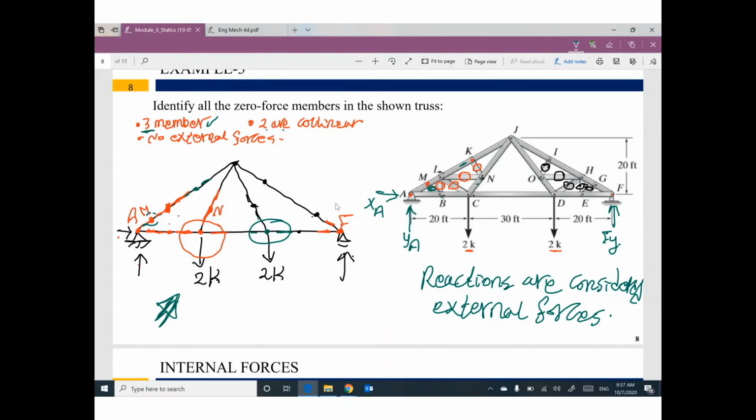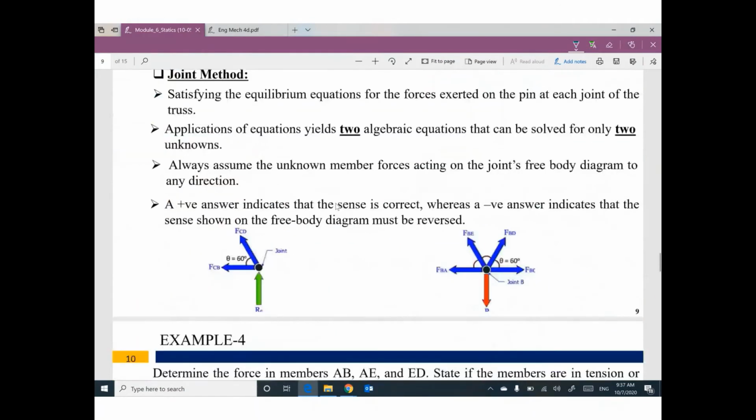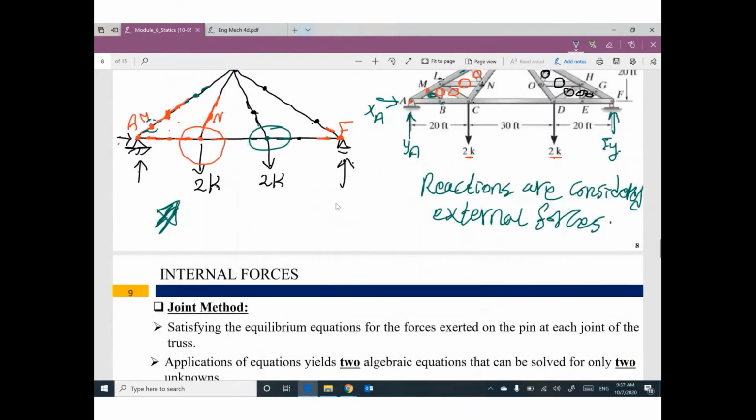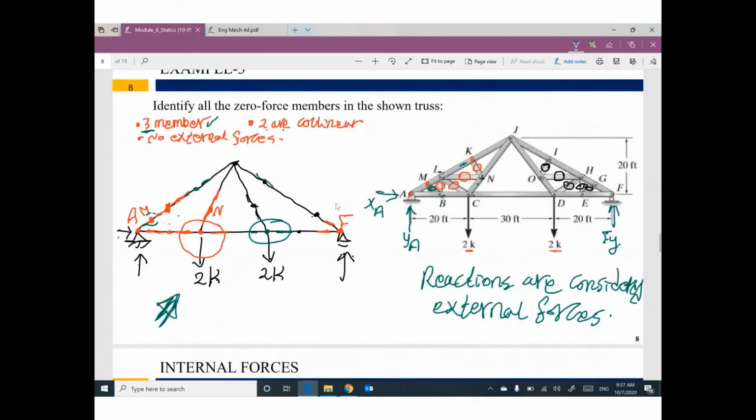Okay, we need to figure out the internal forces in other members. We are done, but we still have this member, and this member, and this member, and this member, and this member, and this member, and this member. We need to figure out the internal forces in these members. Then these members have a value.